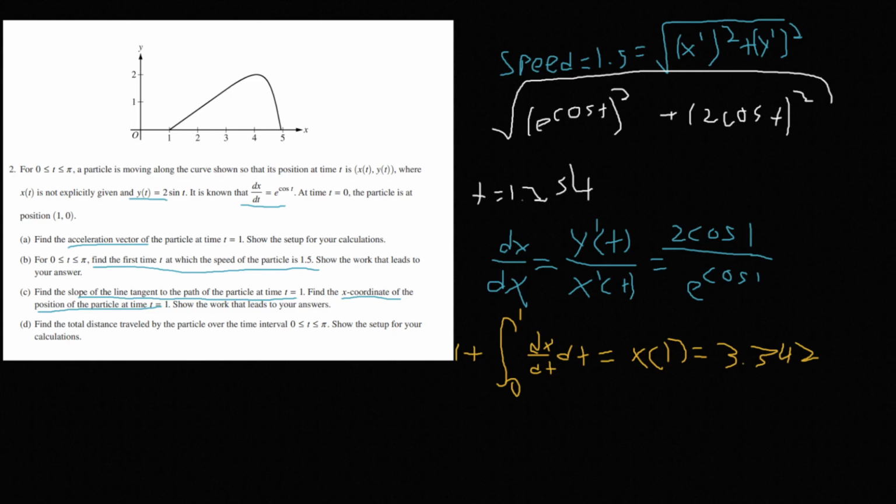All right, for part D, it says find the total distance traveled from 0 to pi. And so if you integrate speed, you get distance, the total distance. So here's our speed from before. And so I'm just going to slap an integral on it from 0 to pi. And then let me figure out that answer. My calculator says that this is 6.3046.